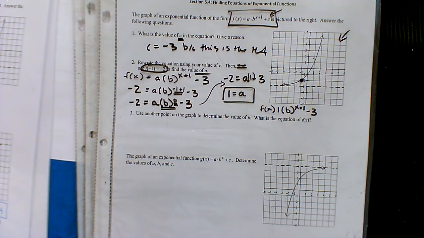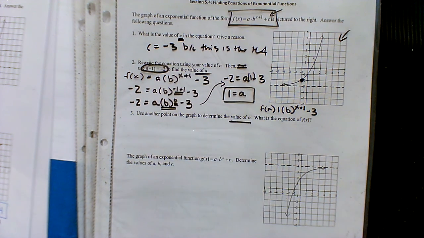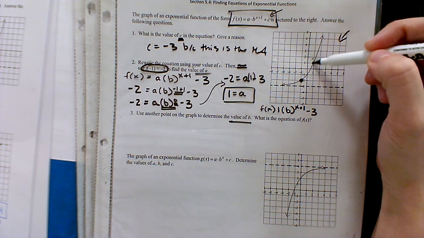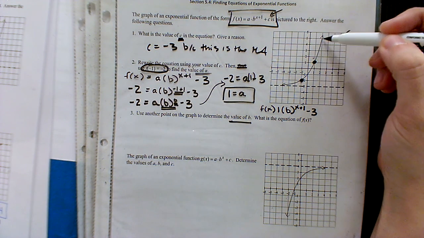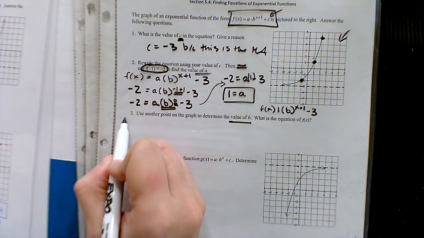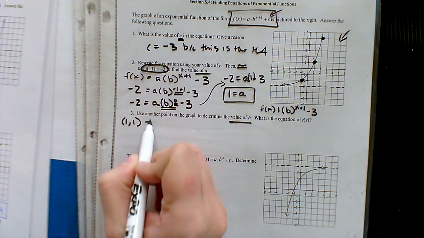Okay. Now let's take a look at B. Use another point. They don't really specify, so this one's up to us. Use another point to determine the value of B in this case. So looking at the graph, can we find a nice coordinate that we can use? You can really use anything. 1, 1, okay. You could have also used 2, 5, but you just have to pick another point. I don't care which one. So maybe we'll use 1, 1.